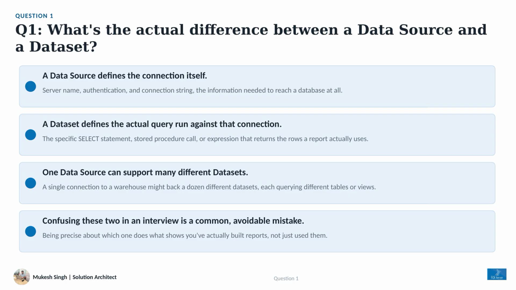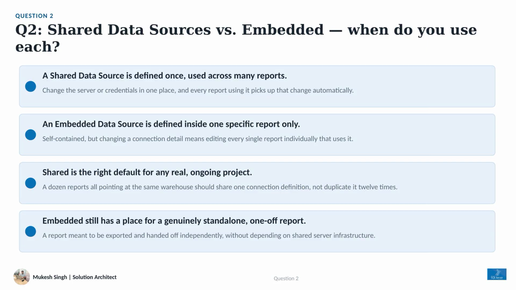This is the same shared versus embedded configuration trade-off that shows up across almost every reporting and orchestration tool, not something unique to SSRS. Shared data sources versus embedded. When do you use each? A shared data source is defined once and used across many reports. Change the server or credentials in one place, and every report using it picks up that change automatically. An embedded data source is defined inside one specific report only, self-contained, but changing a connection detail means editing every single report individually that happens to use it.